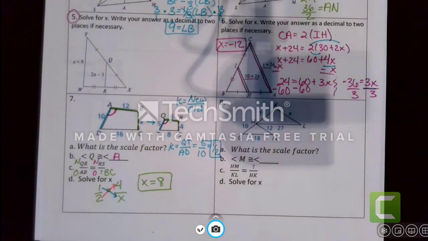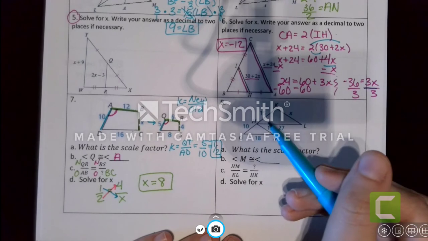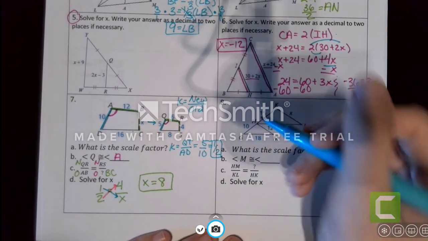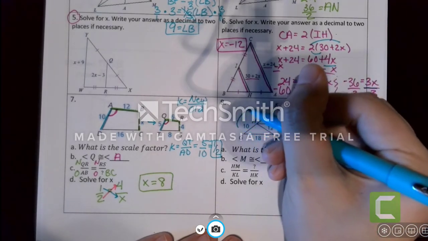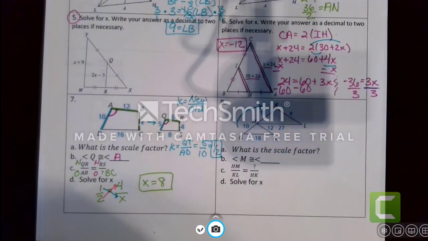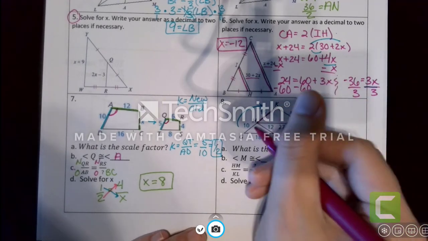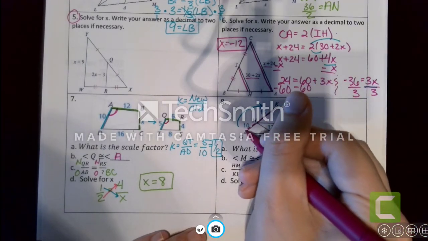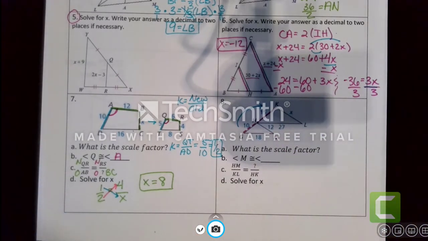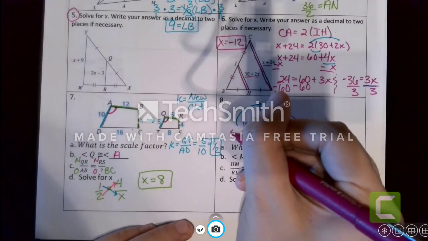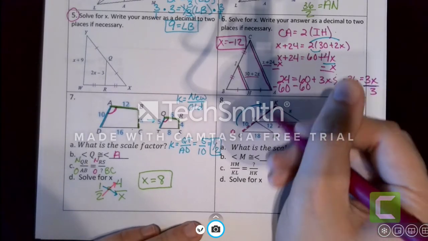Let's do this again for number 8. Just like in 7, when you're not told where we're dilating from, assume we're doing left to right. So even though my small triangle is on the bottom, I'm still going to assume that I'm going from HGM to KHL. Which means that if I'm going to do part A and find what my scale factor is, I'm going to do HK is proportional to HG, with HG being my old and KH being my new.